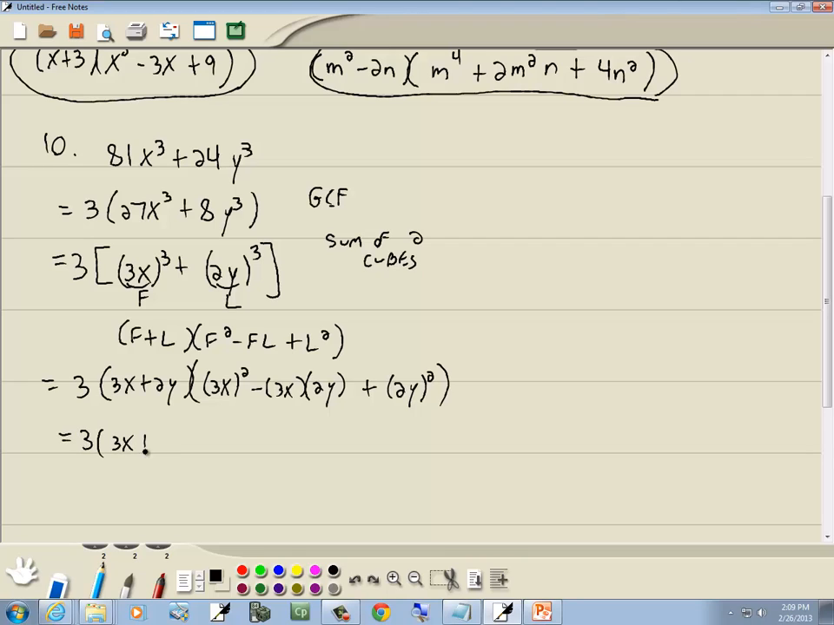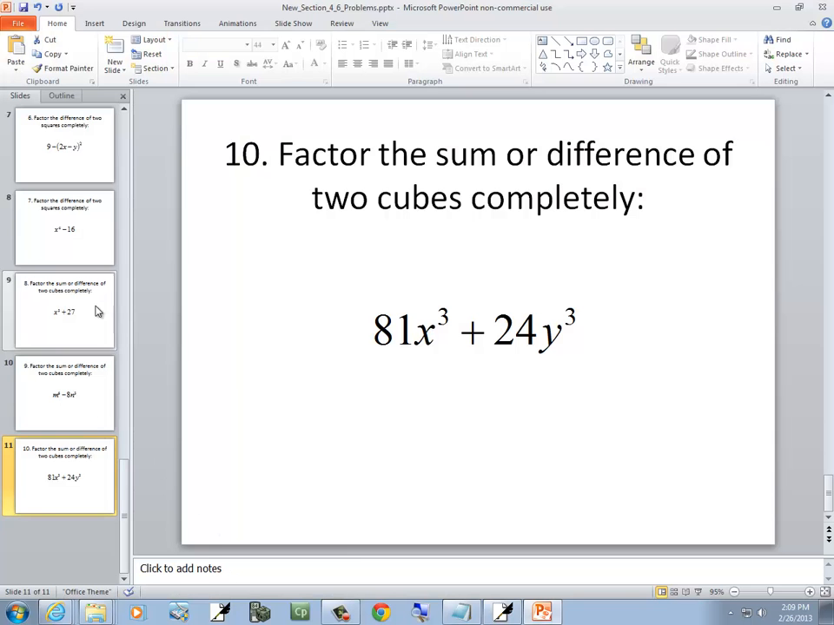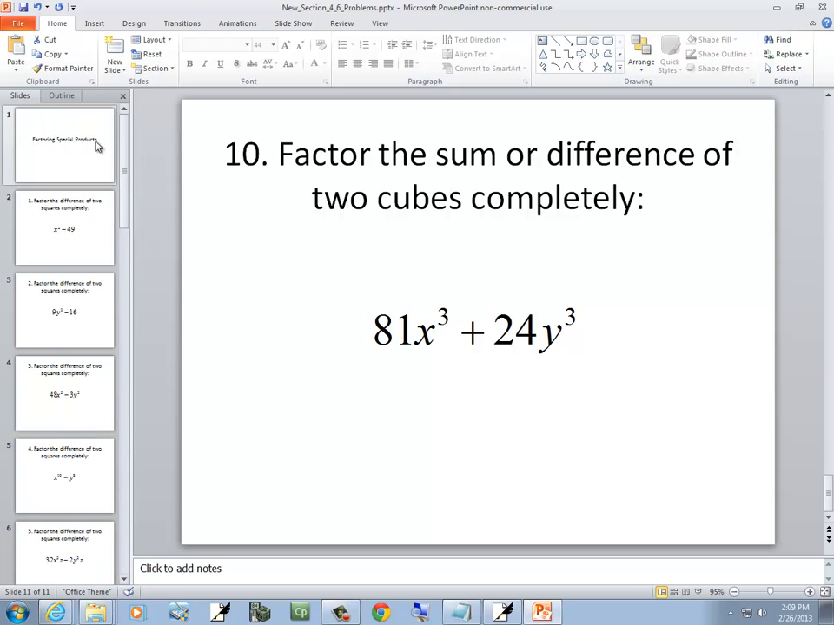So that gives us 3 times 3x plus 2y, then 3x squared, 3x times 3x is 9x squared. Minus 3 times 2 is 6, xy. Plus 2y squared, 2y times 2y gives us 4y squared. Now it always looks like you can factor that further, but you can't. There'd have to be, I believe, a 12 in here in the middle for you to go further than that. So that's our answer. And that was the last problem. So I'm going to go ahead and save this.